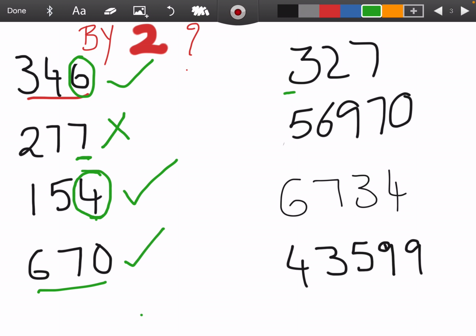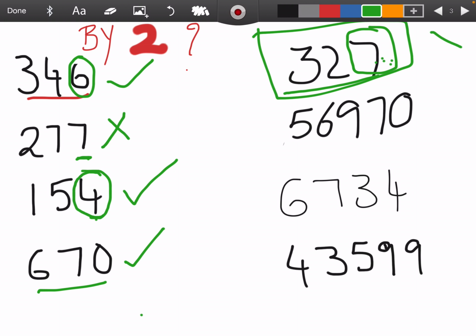Now let's take the next example, 327. The number in the ones place is 7. The whole number is divisible by 2 only if the number in the ones place is 0, 2, 4, 6 or 8. But we have a 7, so this number is not divisible by 2.